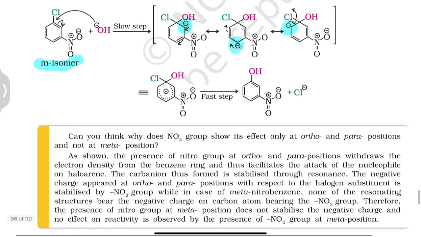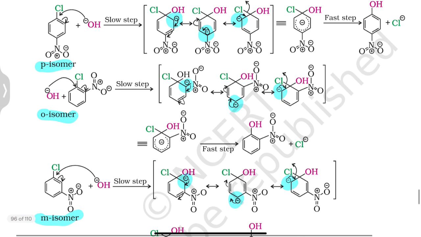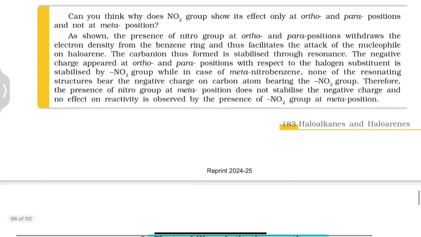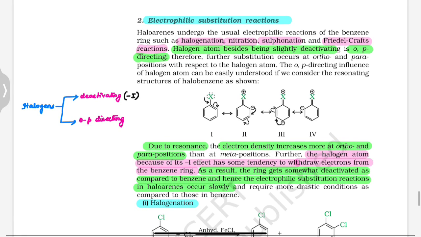It is because in the resonance you can see the negative sign is not present at the meta position. Therefore they cannot reduce the electron density. Whereas at the ortho and para positions, the negative sign is present, therefore they can reduce the electron density. So go through this. Next is electrophilic substitution reaction.